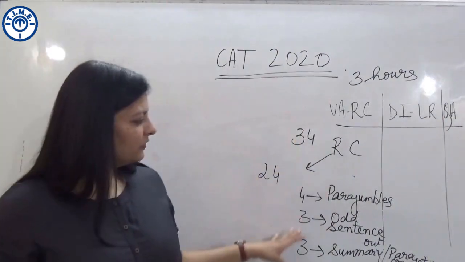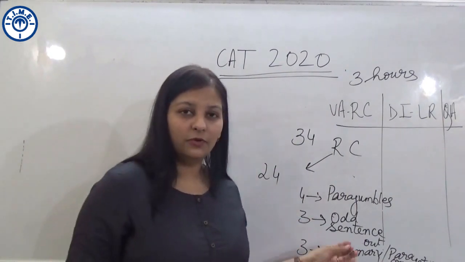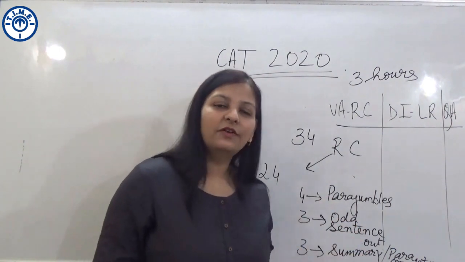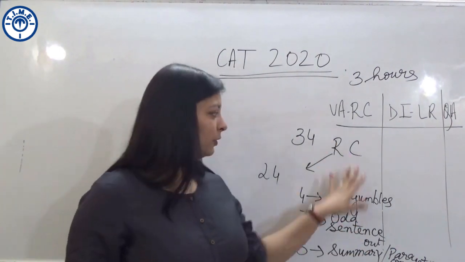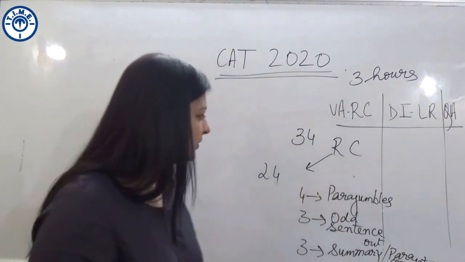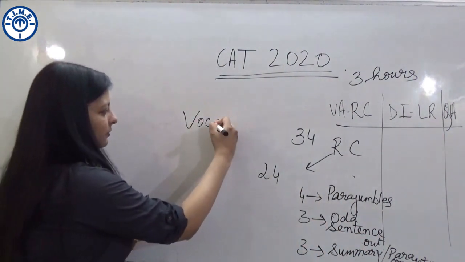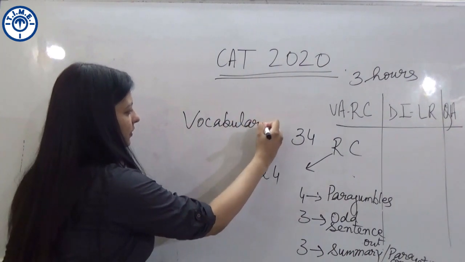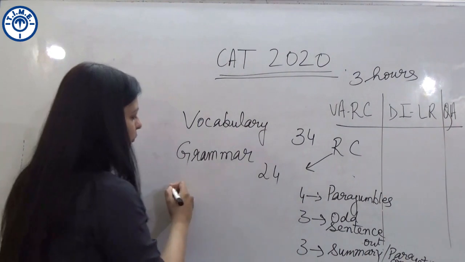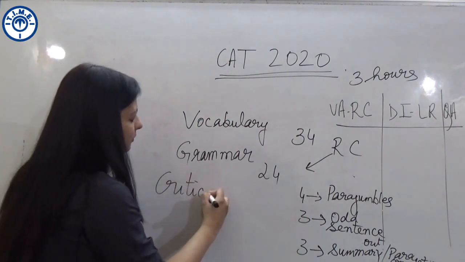On the face of it, you do not see any grammar or vocabulary or even critical reasoning. But all those skills are required at the back end to be able to perform well here. So these are things that you have to study. And apart from this, you also have to study vocabulary, grammar, and very importantly, critical reasoning.